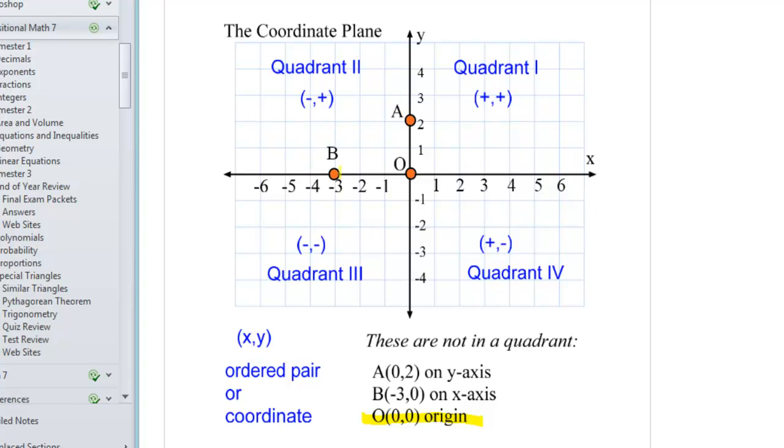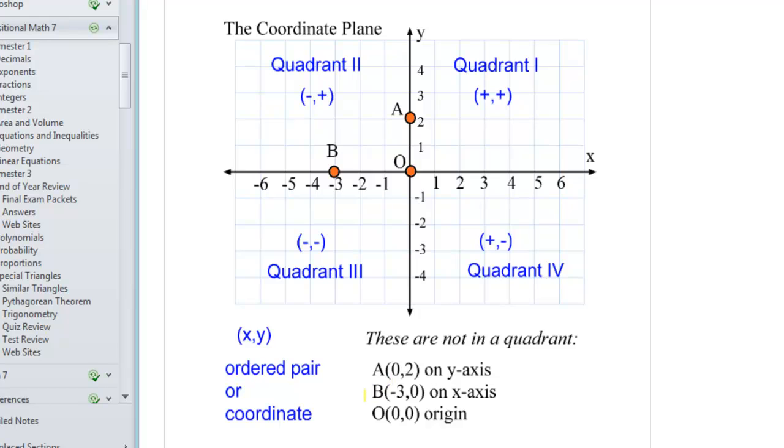Notice that we have point A. Point A is on what? It's on the y-axis, right? And it's on the y-axis because the x value is 0. And whenever the x value is 0, it means we haven't moved from side to side at all. And we're just going to go up 2 in the positive direction on our y-axis. So that's 0, 2.